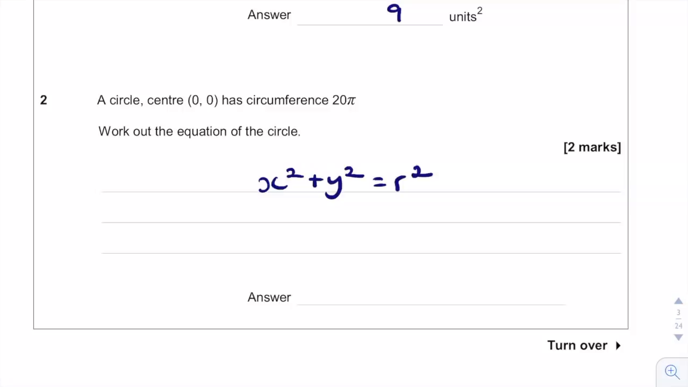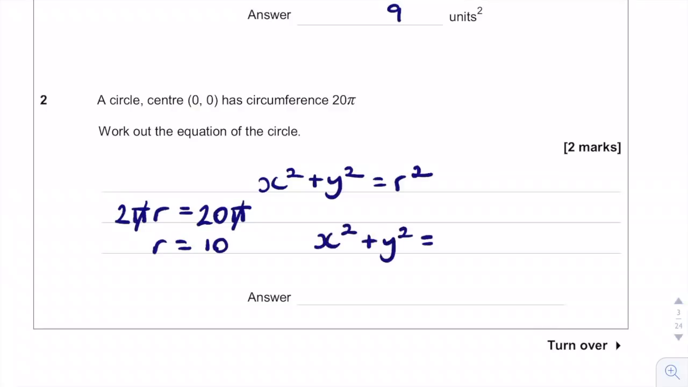So if we use our formula for finding the circumference, which is 2 pi r, and make that equal to 20 pi, then we can just solve for r. So we can divide both sides by pi, so the pi's will cancel out, and then we can divide both sides by 2, so we get r equals 10. And then we can just substitute r into our equation here. So our formula is going to be x squared plus y squared is equal to 10 squared, which is 100. So that is the equation of our circle.